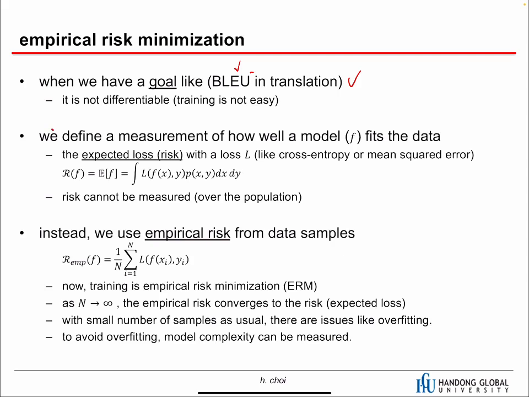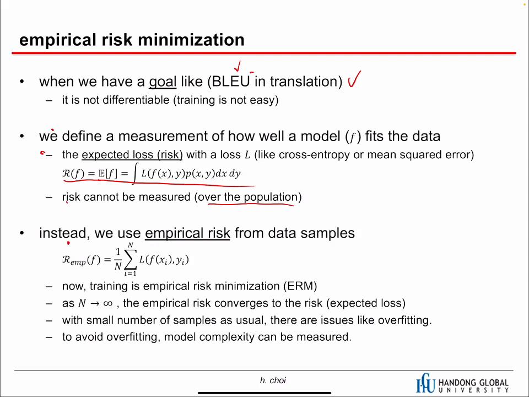Okay, so we can define a measurement of how well a model fits the data. That's expected loss or risk. Let's assume that we have a risk in this way. But as I said, risk cannot be measured because it has an expectation. Think about the expectation of people's height in the world. Then we cannot actually measure all the people. This is the problem. So we cannot measure this risk.